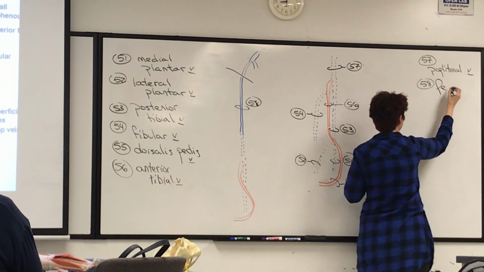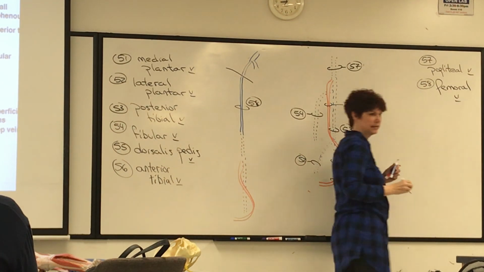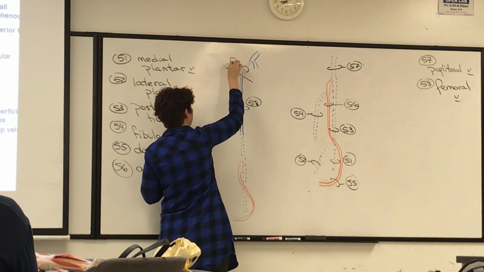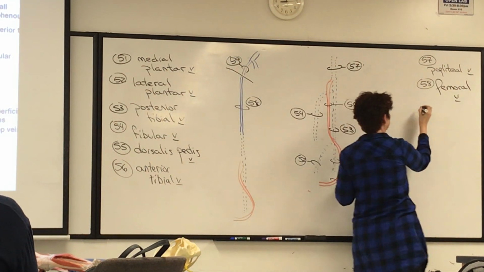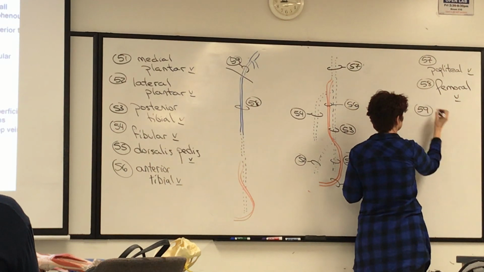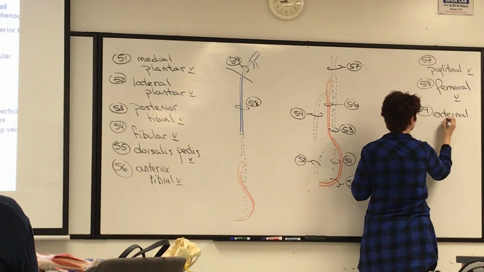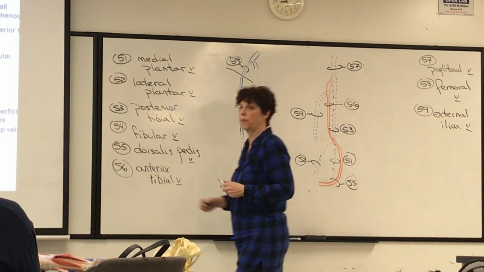Do we have a number for external iliac? Have we numbered it yet? I think we did. And 59 will be external iliac. Okay. We have 2 vessels left.